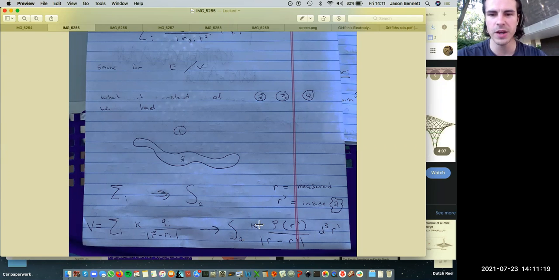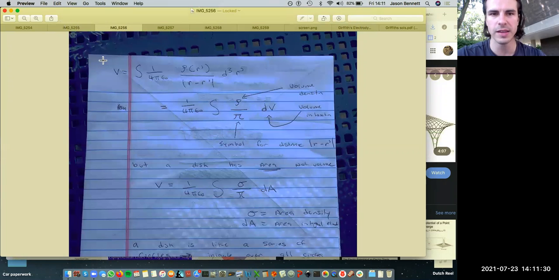And so this would be our equation for potential when we have a charge distribution instead of discrete things. So it looks like this. I just swapped out that K because I remembered from last week that they don't use K.